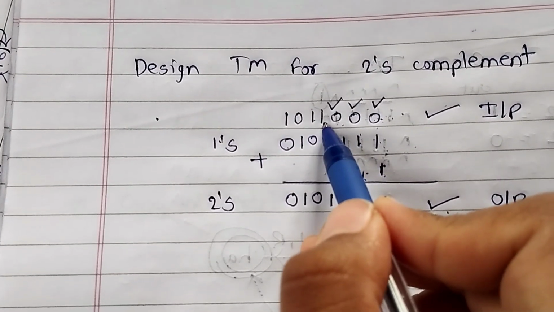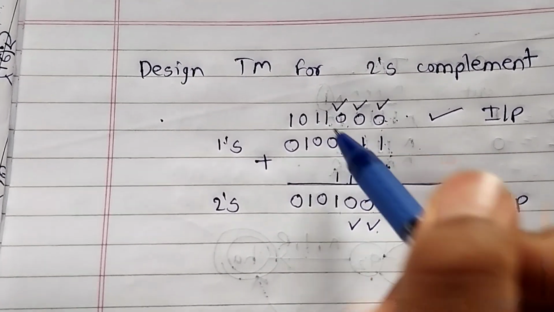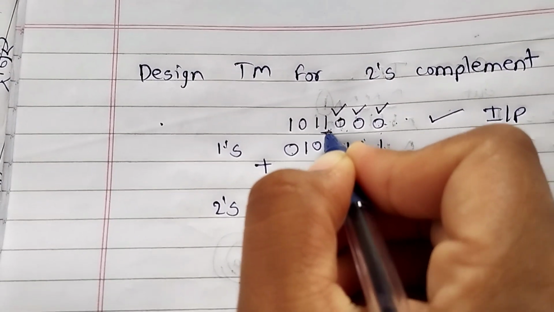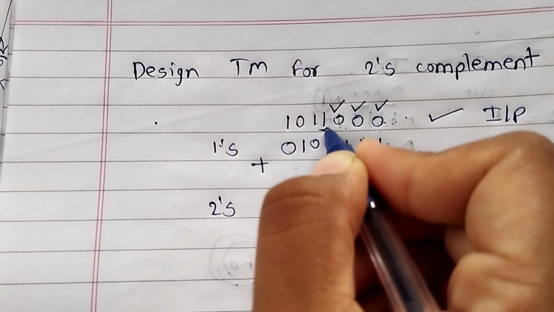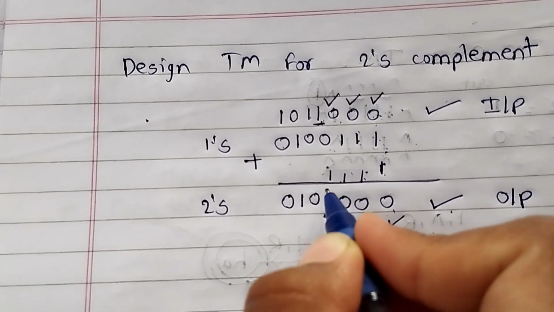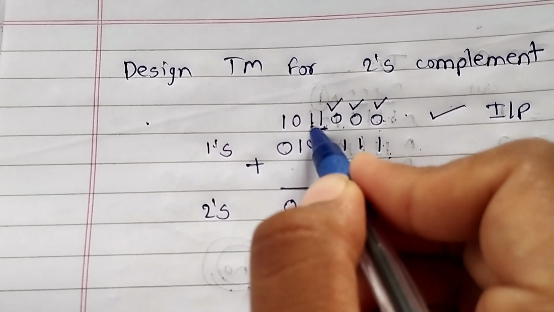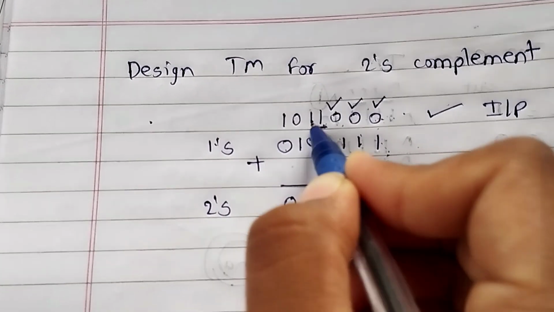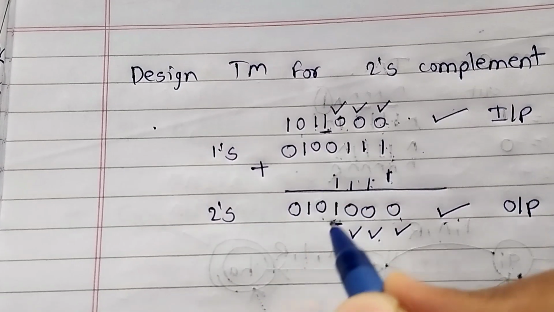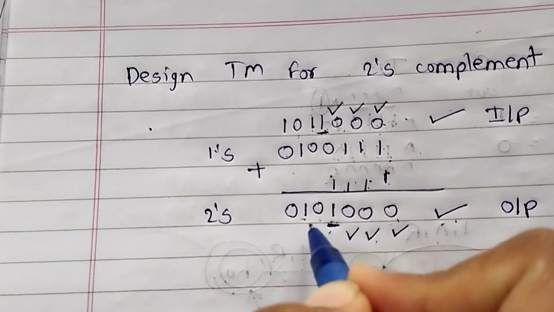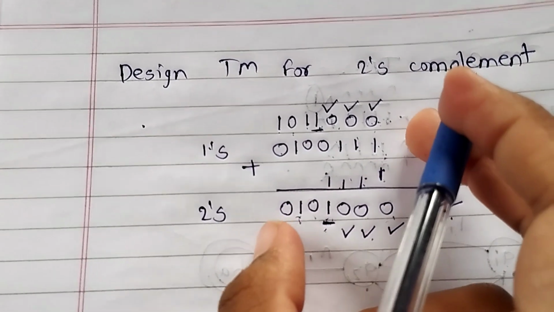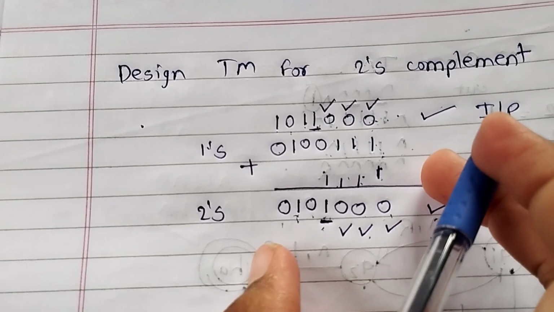Once you reach the 1, then keep this 1 as it is here. After all the zeros, when you reach the 1, keep this 1 as it is, and after this 1 change all the symbols. Means if in the input 1 is present, then convert this into 0 in the output. If 0 is present, then change this 0 to 1. So here we see this 0 converted into 1. Now this is 1, then output is 0. So I hope all of you get the logic about the 2's complement.